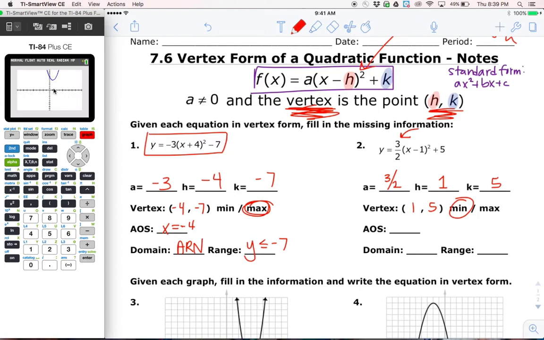All right, we see my vertex here at (1, 5), and it has a lowest point, so that's a minimum. My axis of symmetry is x equals 1. Even though it's not drawn, we know it's there. My domain is all real numbers, and my range, let's talk about my range. Looks like my y values start here where y is 5 and go up, which means all the y's are greater than or equal to 5.